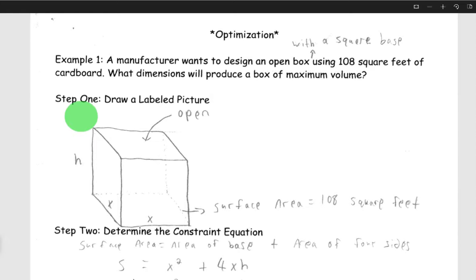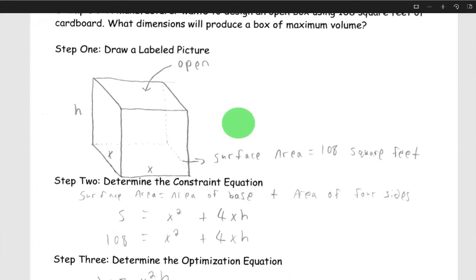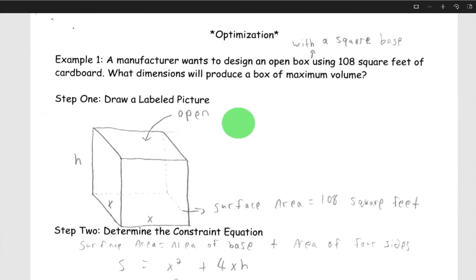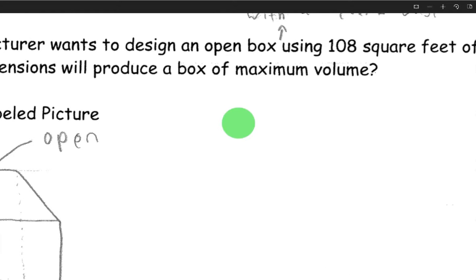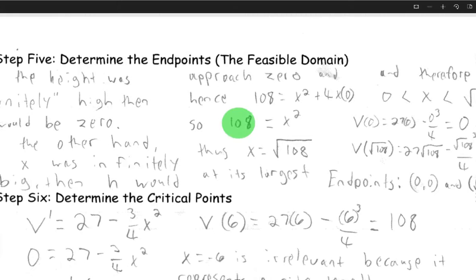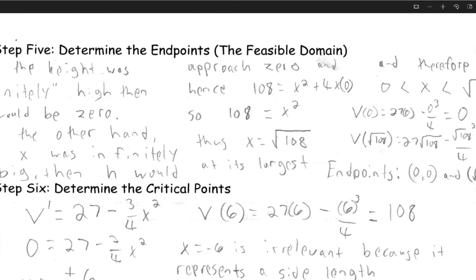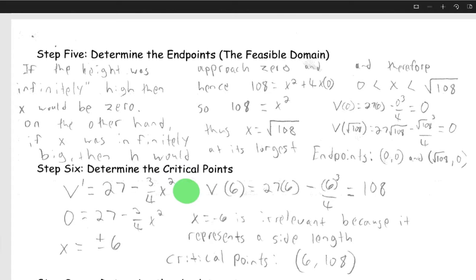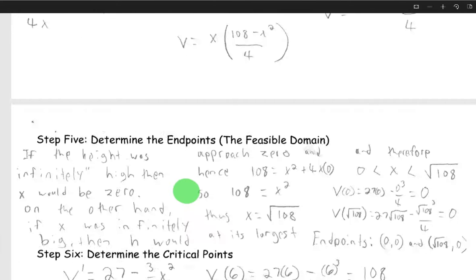As we've already alluded to, once we find the endpoints of our optimization equation or formula, we also need to figure out the critical points, because that's the only place where the absolute extreme values can occur. In this case, for example, we wanted to produce a box with maximum volume. So for step 6, we will be determining the critical points in order to hopefully find a value that might be an extreme value.